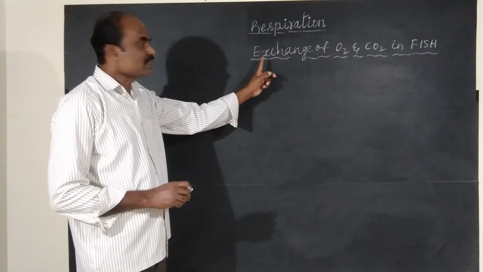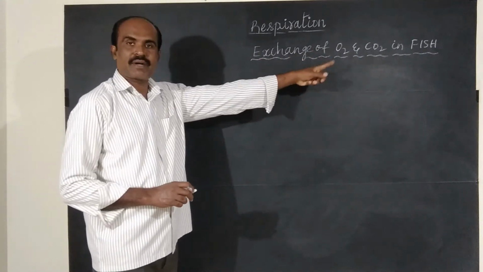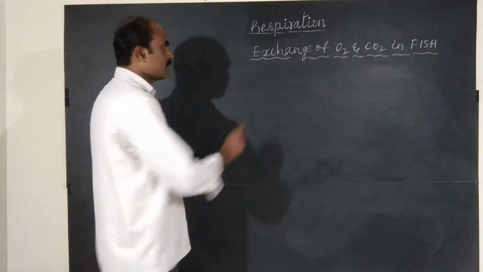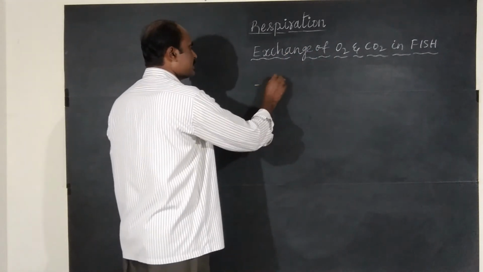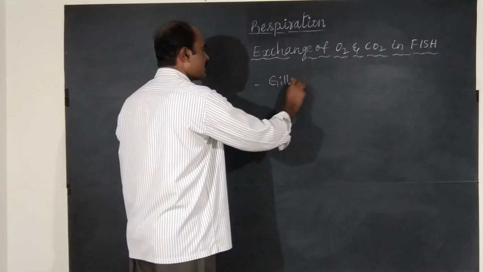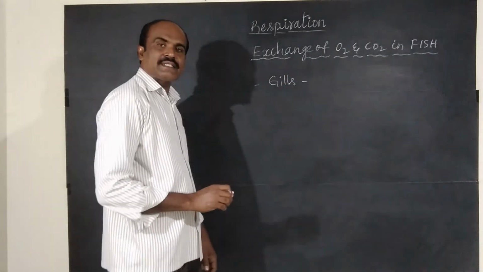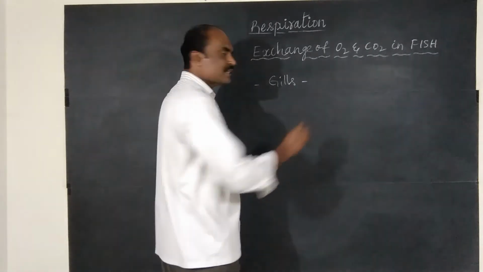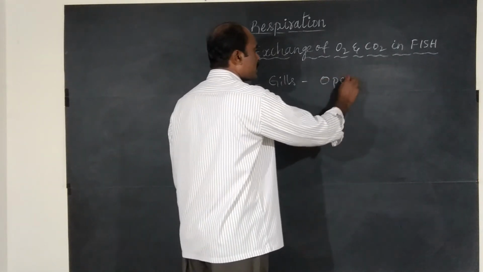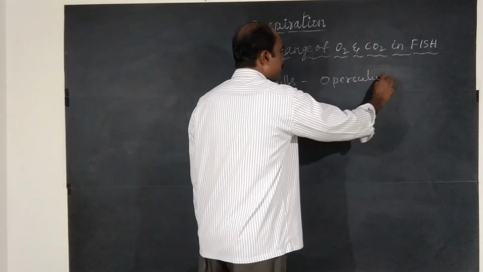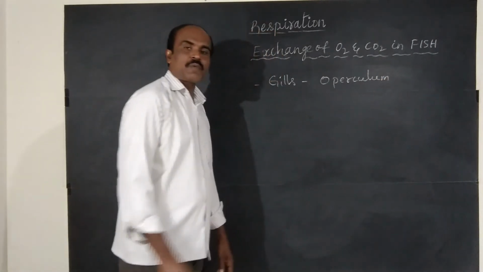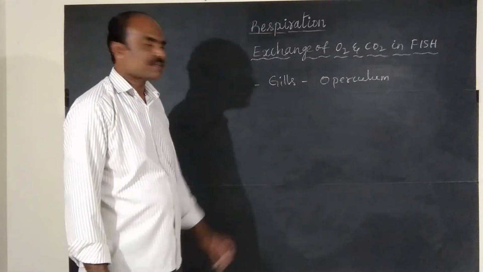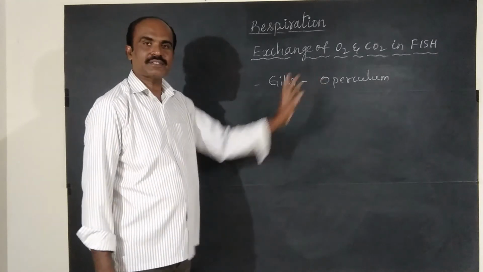Let us understand exchange of oxygen and carbon dioxide in fish. In fish, respiratory organs are gills. These gills are covered by a cartilaginous plate, that is operculum. Very important for your exam. What is the cartilaginous plate which covers gills? That is operculum.